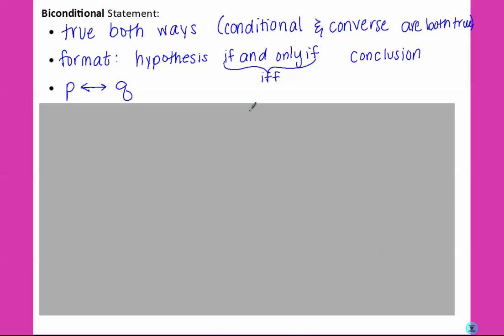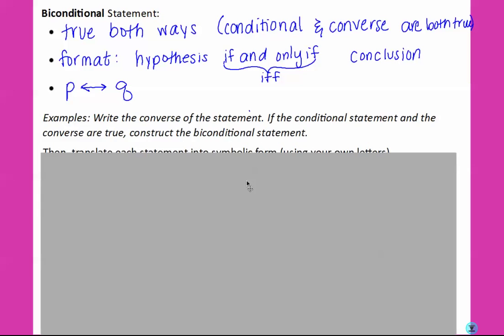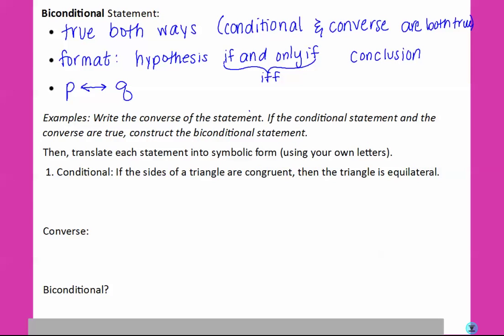So let's look at an example. Write the converse of each statement. If the conditional statement and the converse are true, construct the biconditional statement. Then translate each statement into symbolic form using your own letters. So our conditional says, if the sides of a triangle are congruent, so that'll be our hypothesis, then the triangle is equilateral. The triangle is equilateral will be our conclusion.